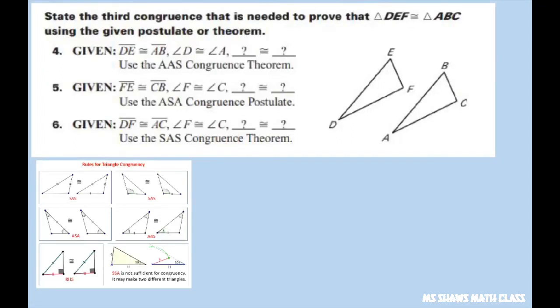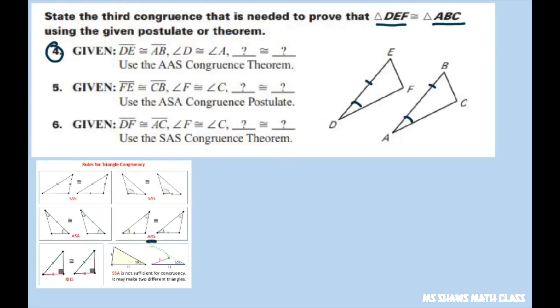Everyone, we're going to state the third congruence that is needed to prove that these two triangles are congruent to one another. And they give you information, so let's try number 4. DE is congruent to AB, and angle D is congruent to angle A. So they want us to use the angle side.